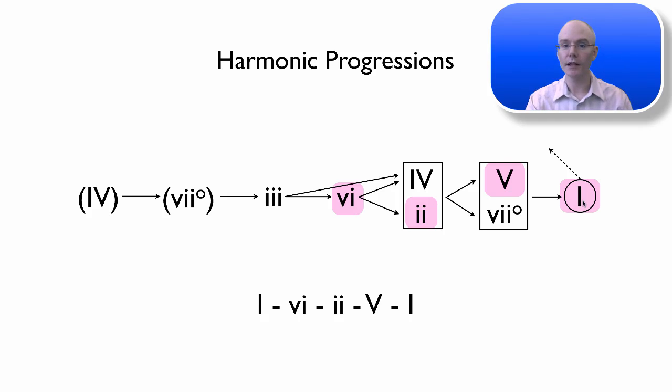And anybody who's ever played 50s pop tunes knows that this is a very important harmonic progression for that era. And it also can be found in classical music. The texture and the style is completely different, but the progression is nonetheless frequently there.